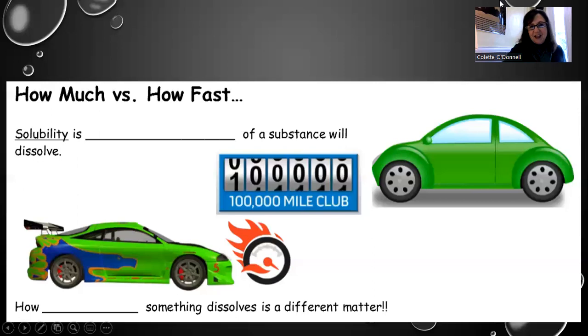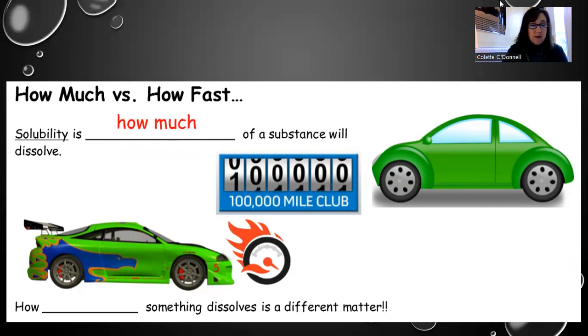Okay, coming back at you here with how much versus how fast. So far we've been talking about how much solute we can get to dissolve in solution, but sometimes we also want to talk about the rate of dissolving. How can we speed up the dissolving of a solute into a solvent? So you have to remember that there's a difference between those two concepts, right?